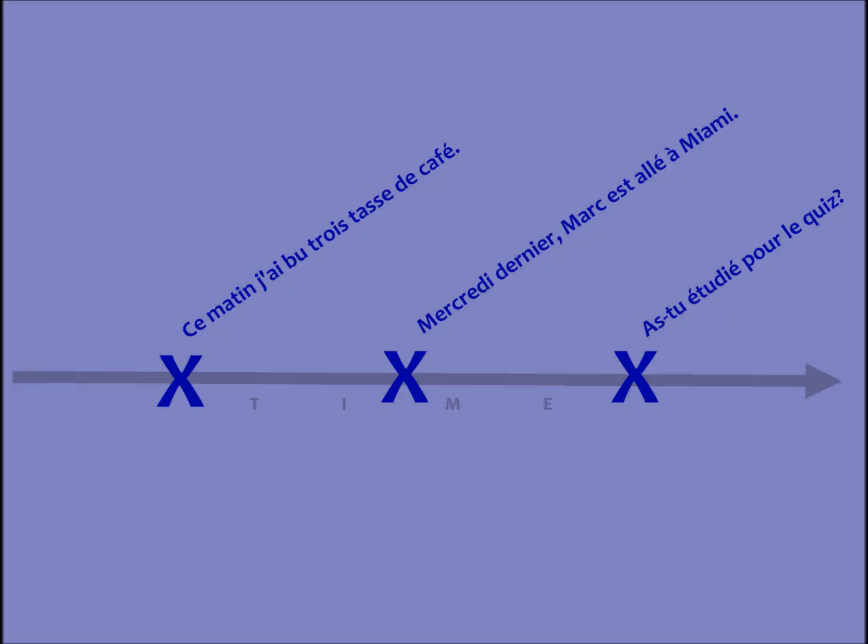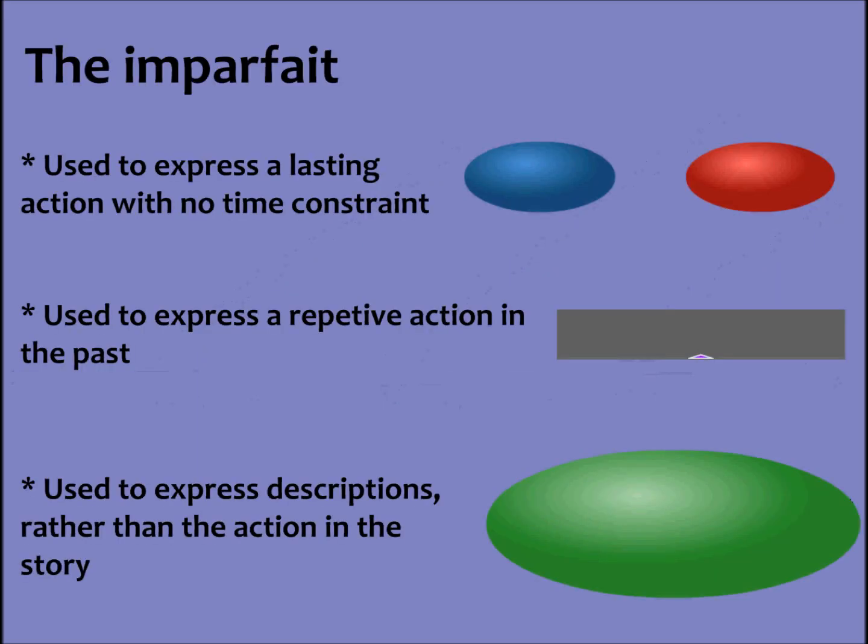The imparfait, however, is used to express a lasting action with no time constraints. So, for example, j'étais fatigué. I was tired for a period of time. We don't know exactly how long I was tired. I was just tired. Or il avait faim. Who knows how long he was hungry for? Or he was hungry for 39 minutes. In that case, you would have used the passé composé. But most of the time, when you're talking about être or avoir especially, it's hard to pinpoint an amount of time that was true. So you're usually going to use the imparfait with that.